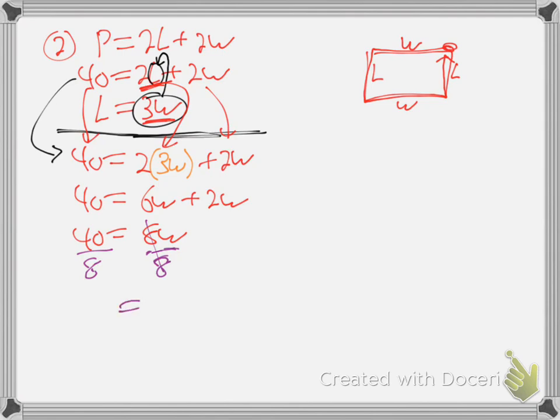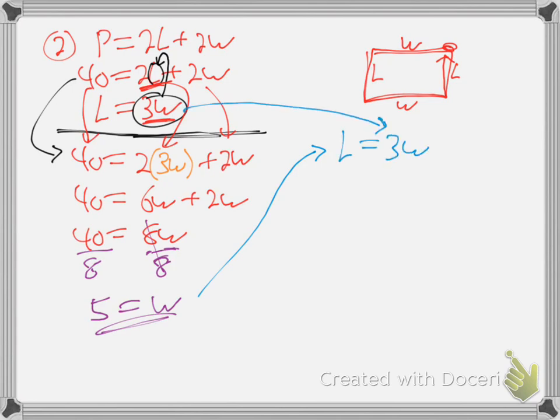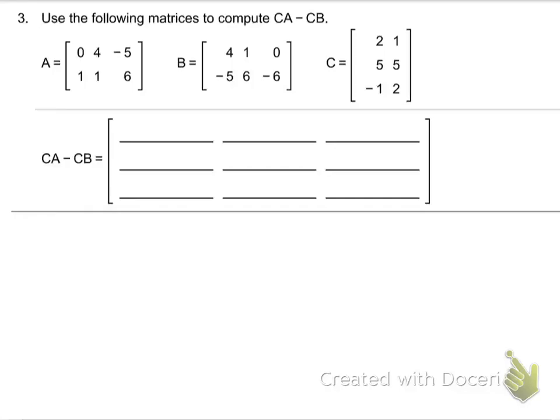Boom. So width is 5. So we get the width of 5. How do we get the length now? Bring it up here. Length, remember, is 3w. And what's w? 5. Length is 15. So width is 5, length is 15.